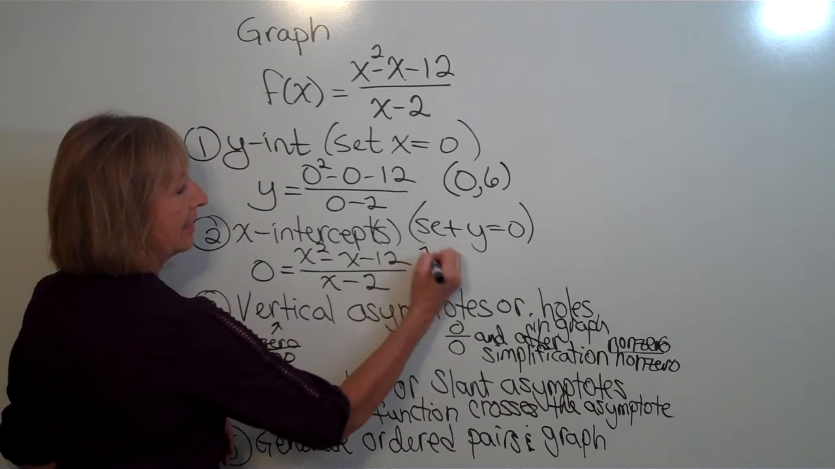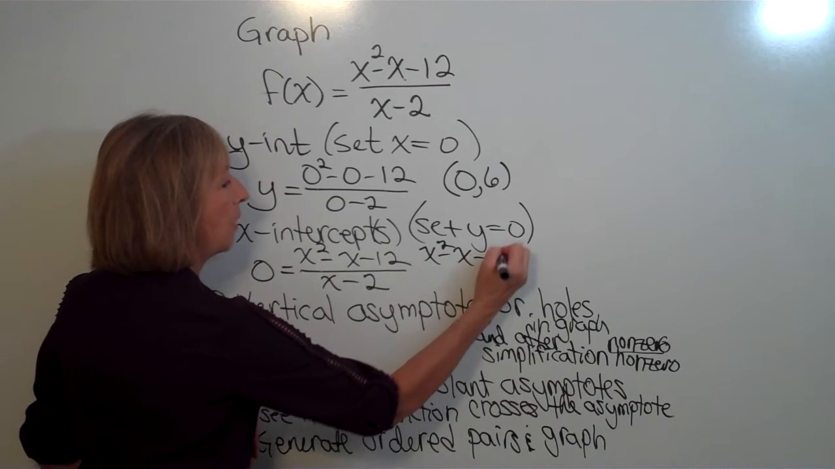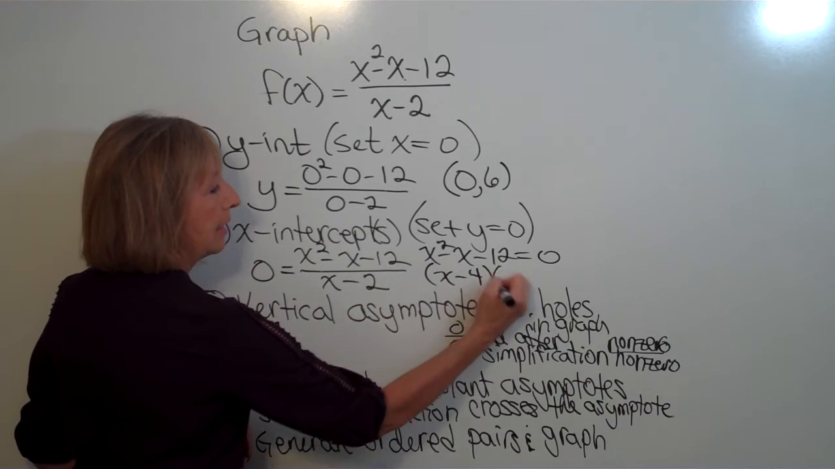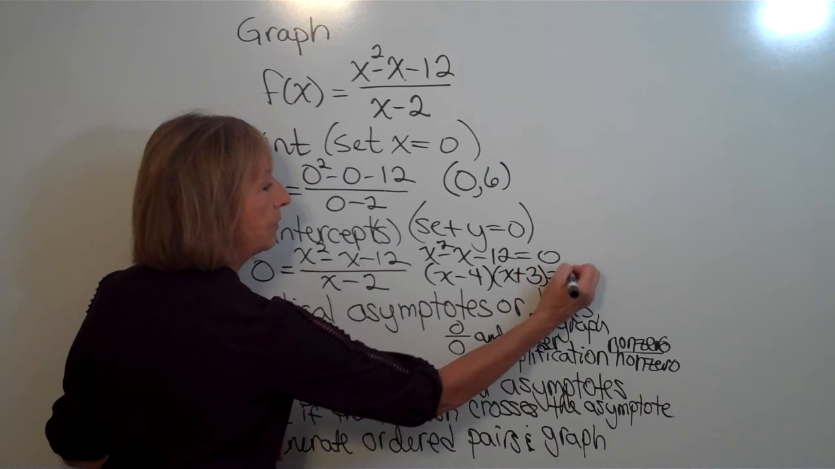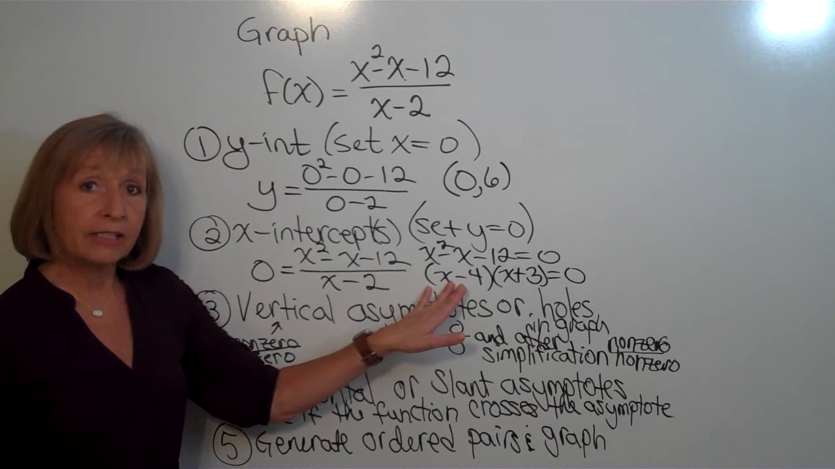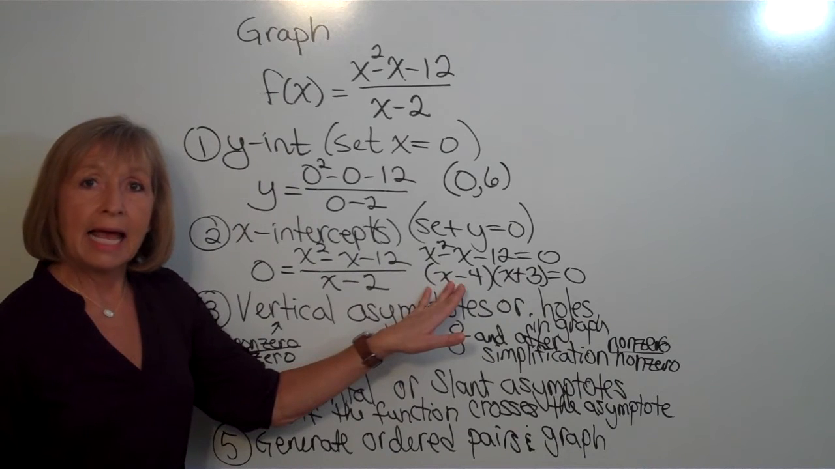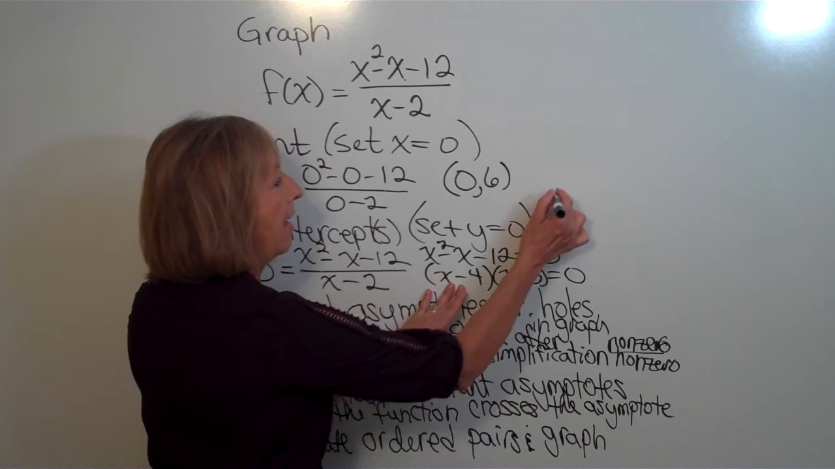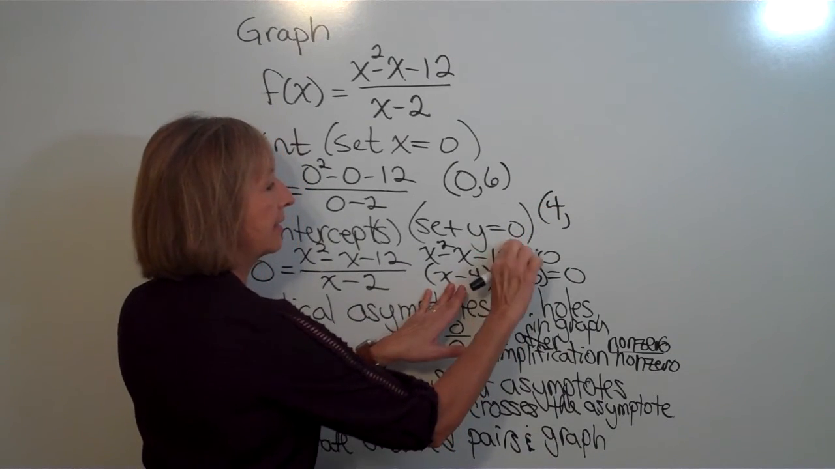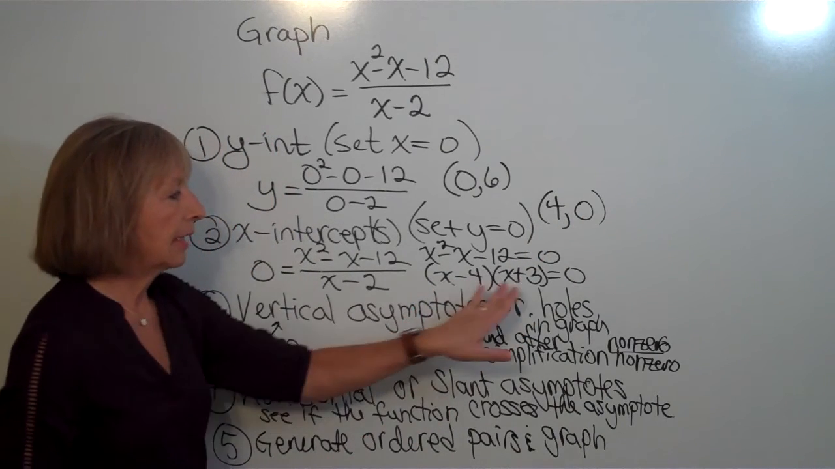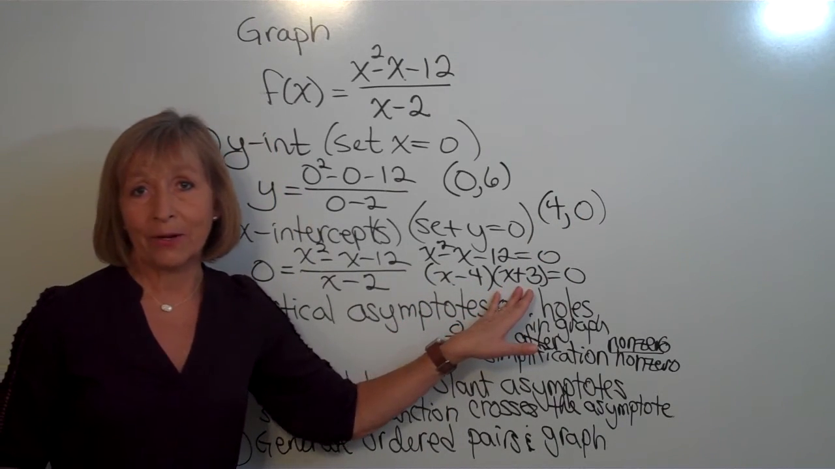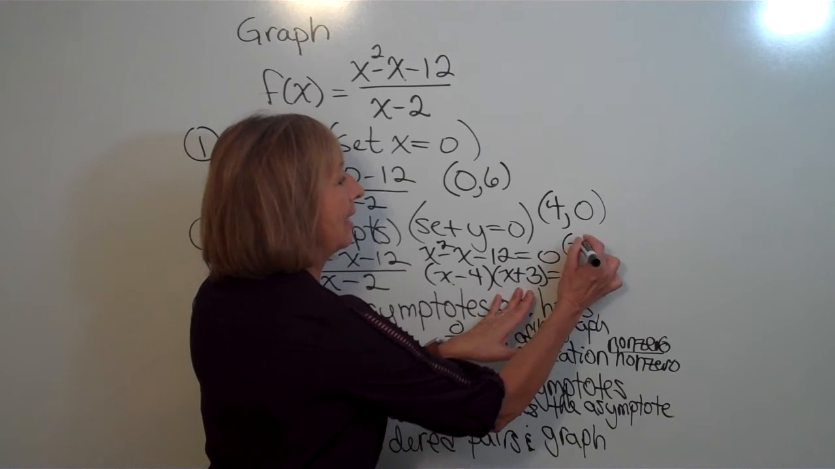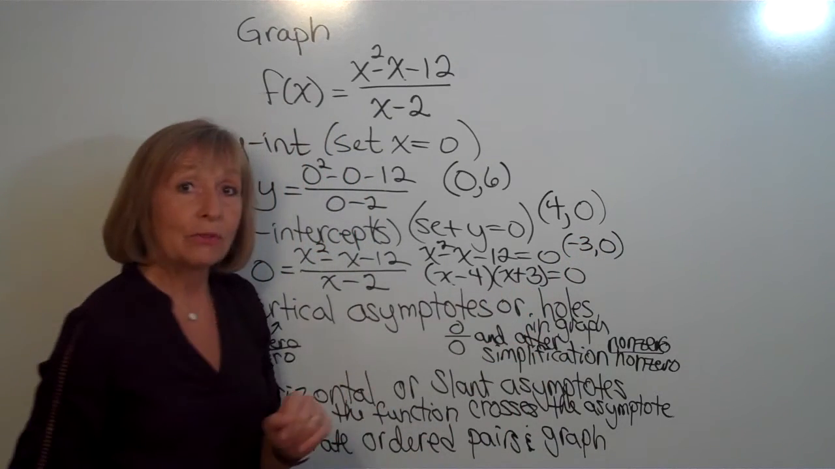So we're going to take x squared minus x minus 12 equals 0 and factor it. That's (x minus 4)(x plus 3) equals 0. Set each factor equal to 0 and solve. X minus 4 equals 0. Add 4 to both sides. X equals 4. So I have 4 going in for x and 0 coming out for y. And then x plus 3 equals 0. Subtract the 3 from both sides. X equals negative 3. So when x is negative 3, 0 comes out for y. So I have those ordered pairs.